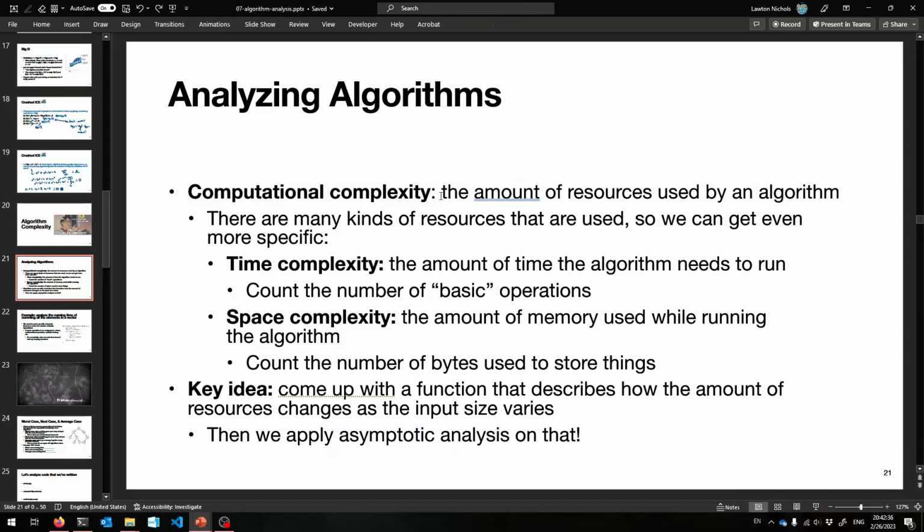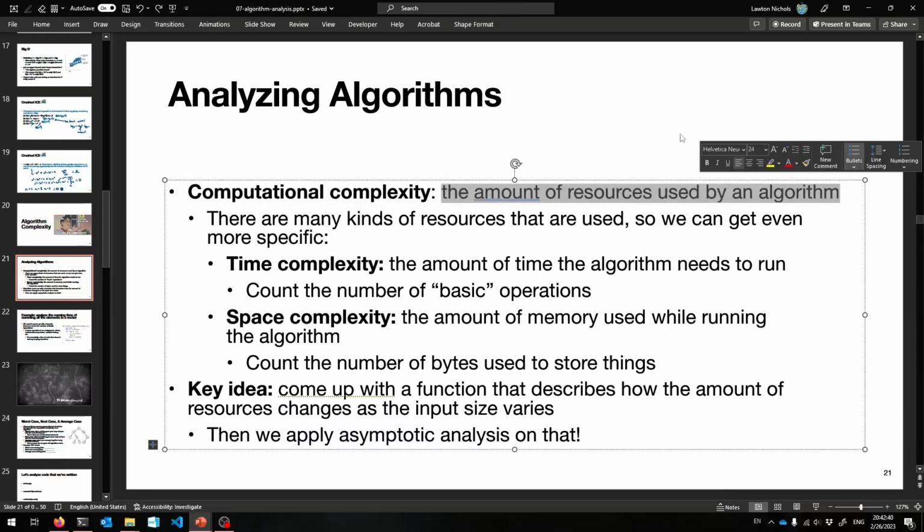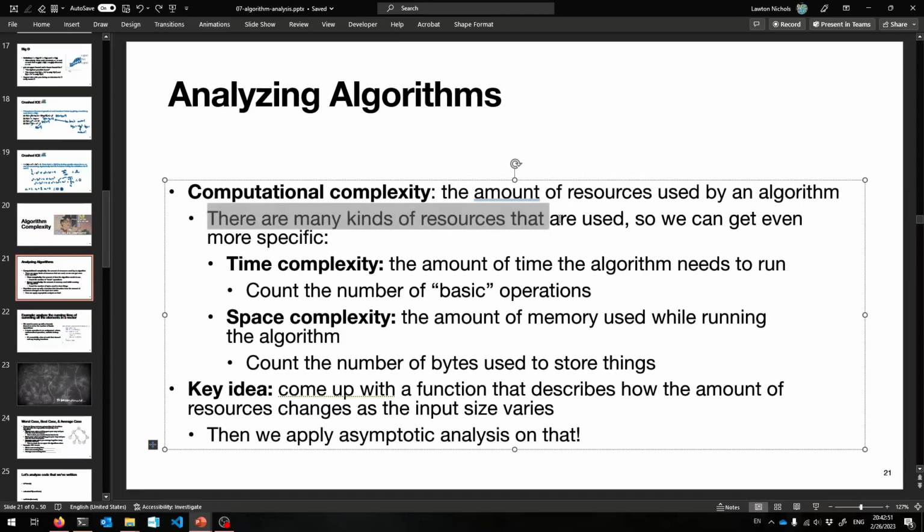So computational complexity is just an umbrella term for the amount of resources used by an algorithm. And resources is a generic term, right? It could be anything. It could be time, it could be space. Those are things that we've talked about before in 41, right? So there's a bunch of different kinds of resources. Power is one that we haven't used before, but you could totally do it for power. So we need to get even more specific.